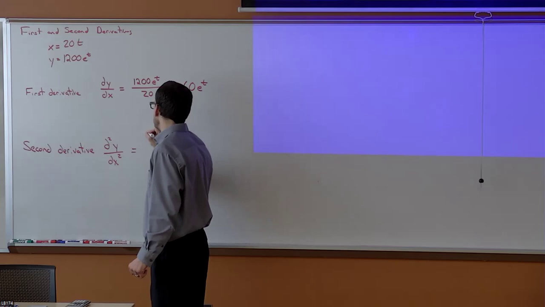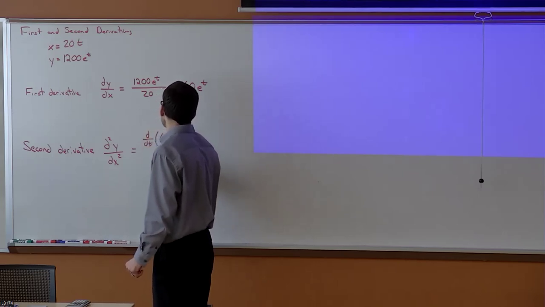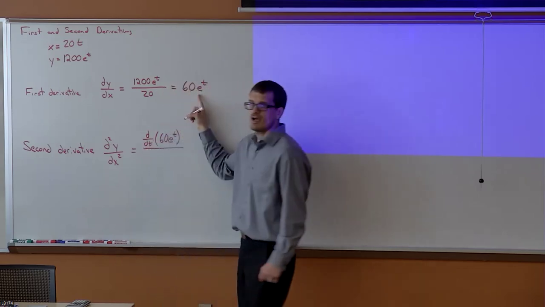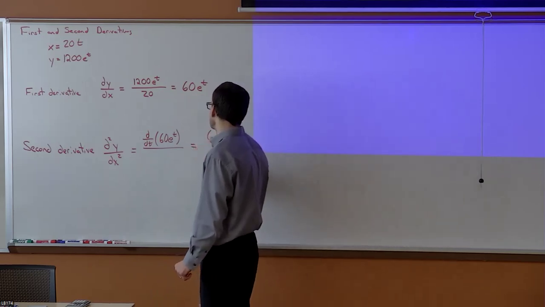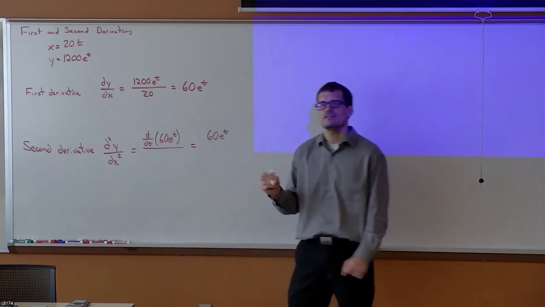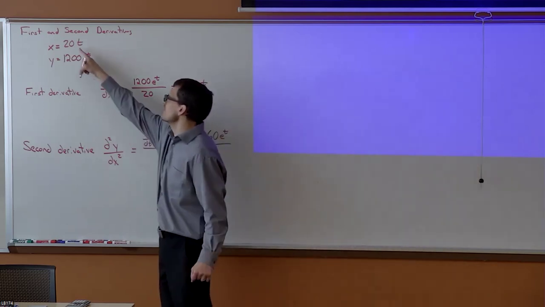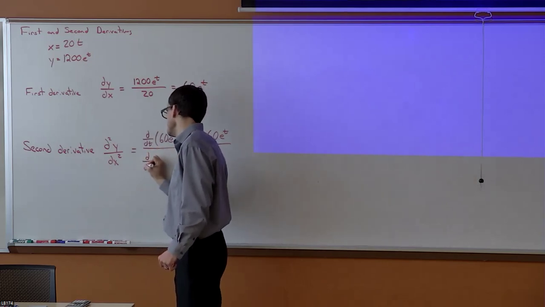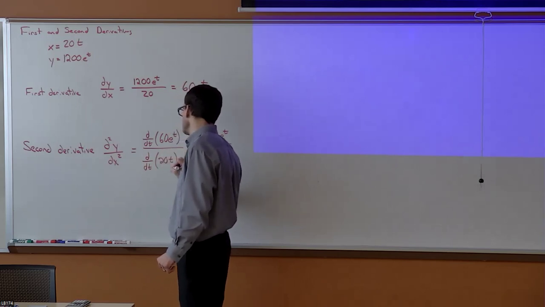So with the second derivative, we're going to take a derivative of 60 e to the t. That's essentially my new y. So I'm going to take a derivative of that, and a derivative of that is once again itself. E to the t, derivative is e to the t. In the bottom, I'm going to take a derivative of x with respect to t, or you could have written it this way as well, derivative with respect to t of my original x function.